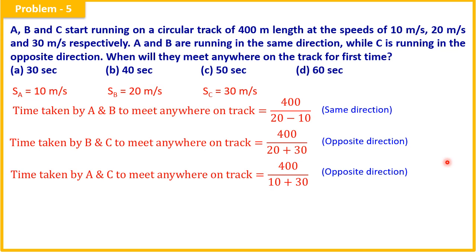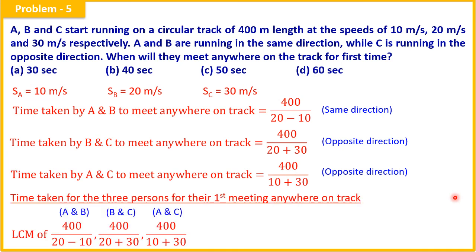Now, it is asked in the problem when these three players will be together on the circular track at any point. This can be calculated as the LCM of these three timings. So the first timing is 400 divided by 20 minus 10, that is nothing but 40 seconds. The second timing is 400 divided by 50, that is 8 seconds. And the third timing is 400 divided by 40, that is 10 seconds.